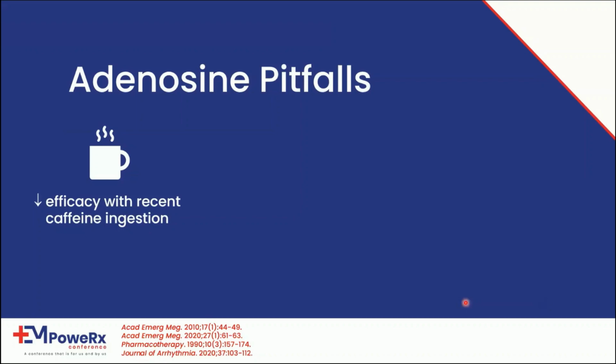So some issues with adenosine. Recent caffeine use: there was a study in 2010 that looked at caffeine, which is a competitive adenosine receptor blocker. Ingestion within 4 hours reduced the odds of termination of your AVNRT. So it was reasonable to dose in that scenario with maybe 12 milligrams to start, escalating dose to 18 milligrams instead of starting off at 6.